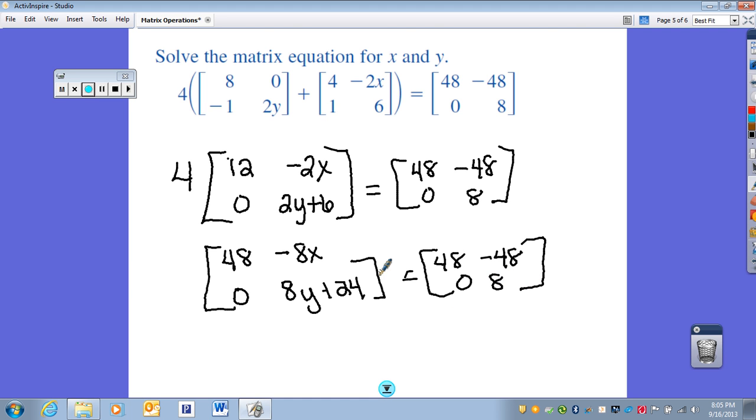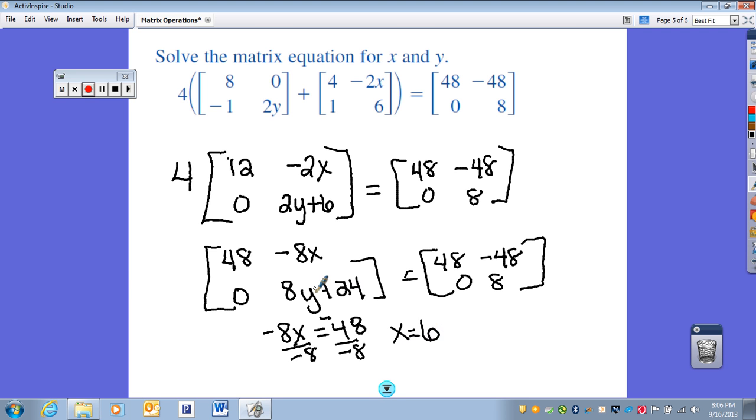Now we want to solve for our variables, because we found out that if two matrices are equal to one another, then their elements in the same position are equal to one another. So negative 8x is in the upper right hand corner as well as the negative 48. So we simply set those two terms equal to one another, and then we solve. So divide by negative 8, so x is equal to 6.